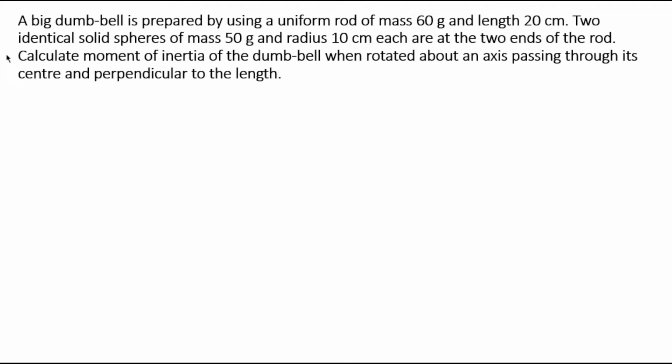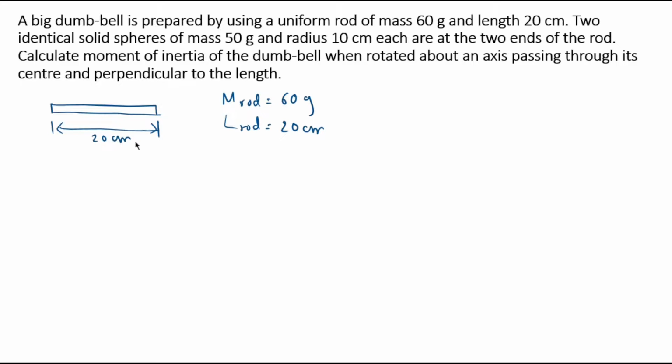A big dumbbell is prepared by using a uniform rod of mass 60 grams and length 20 centimeter. There is a dumbbell which is prepared by taking a rod, the mass of the rod is given to us as 60 grams and the length of the rod is given to us as 20 centimeter. So this distance is 20 centimeter.